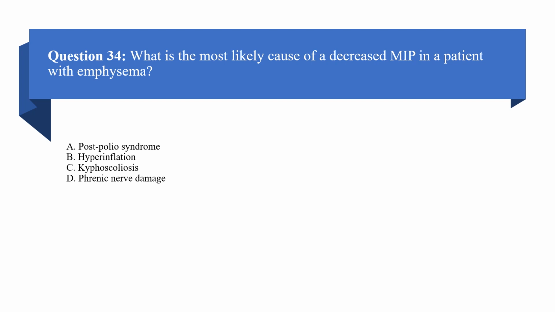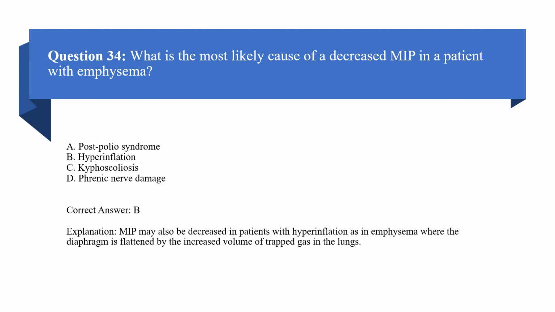You also know that with emphysema patients, particularly if they have moderate to severe emphysema, they tend to have hyperinflation because they air trap, they have difficulty exhaling. A lot of these obstructive disorders, it's more on the exhalation side of the equation. So I took you right down the pathway to the correct answer, B, and it goes on to say that the MIP may also be decreased in patients with hyperinflation, such as emphysema, where the diaphragm is flattened and increased volume of trapped gas in the lungs is really causing a lot of that.